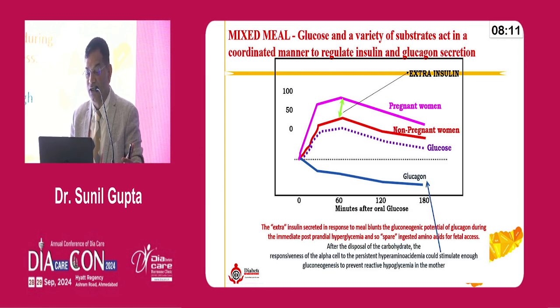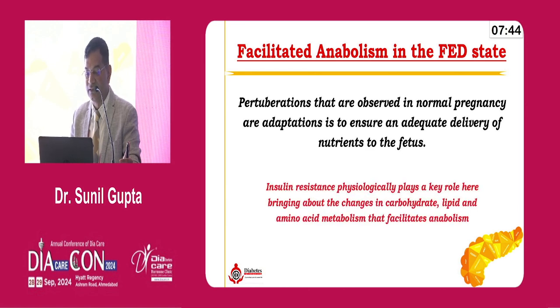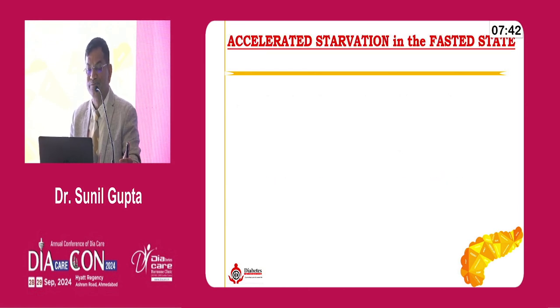And of course, the extra insulin secreted in response to a meal blunts the gluconeogenic potential of the glucagon during the immediate postprandial state, and that spares the ingested amino acids for the fetus. After disposal of the carbohydrate, the alpha cells start causing hyperaminoacidemia, which could stimulate enough gluconeogenesis, and that is utilized for the mother.